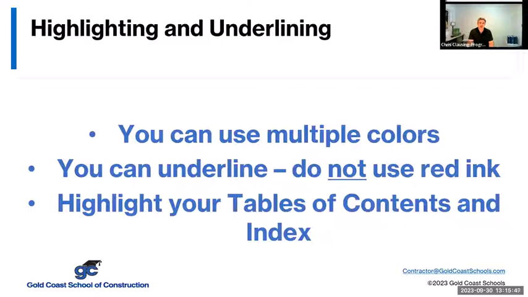As far as highlighting and underlining, you can use multiple colors. You can underline, but don't use red ink. They do not allow you to go into the testing center with your own materials, your own pencil or paper. You have to use what they provide you in the testing center, and the writing utensil they usually provide has red ink. So you want to avoid red ink, and then highlight your table of contents and index. The key with the highlighting, in my opinion, is don't over highlight, just highlight things that are keywords or major topics. Because if you do too much highlighting, it's the same as doing no highlighting at all. So you can just use your best judgment with that.